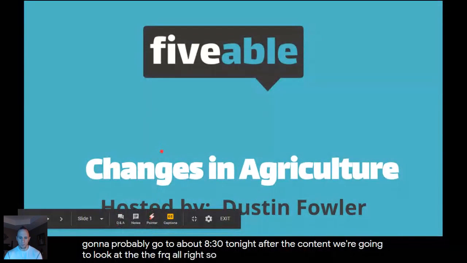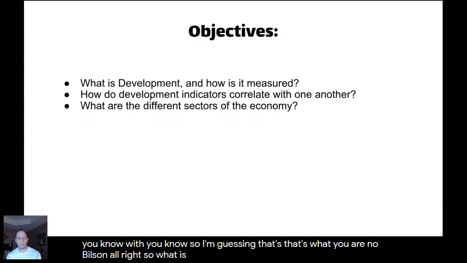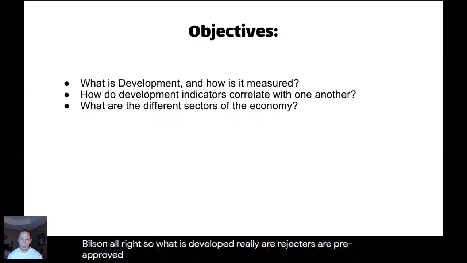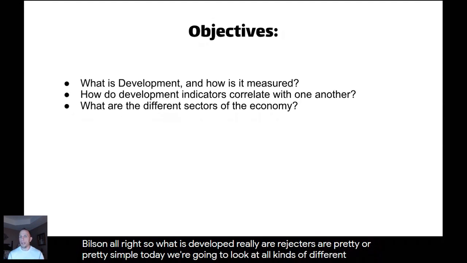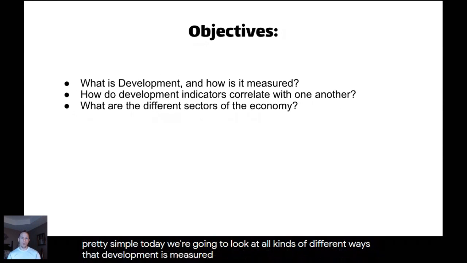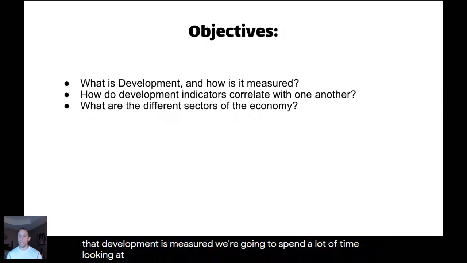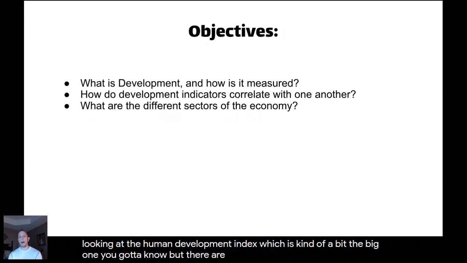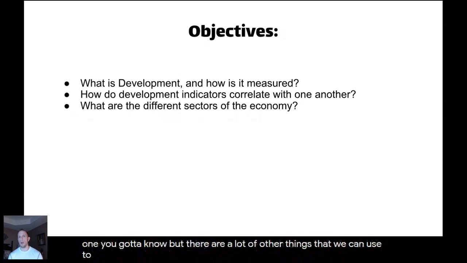All right, so let's go ahead and get this show on the road. Really, our objectives are pretty simple today. We're going to look at all kinds of different ways that development is measured. We're going to spend a lot of time looking at the Human Development Index, which is kind of the big one you got to know. But there are a lot of other things that we can use to help us understand what countries are developed and which ones are not, and how all those things correlate.